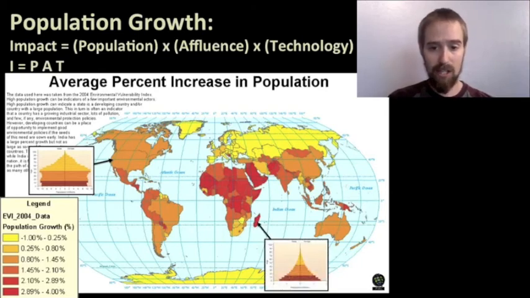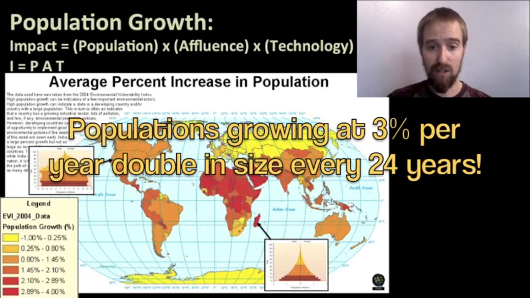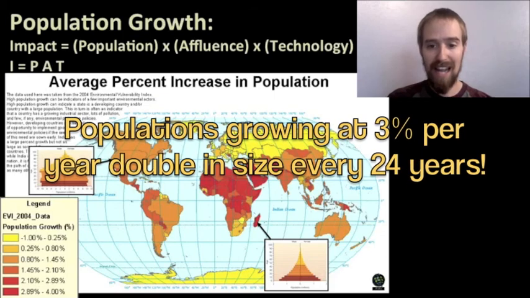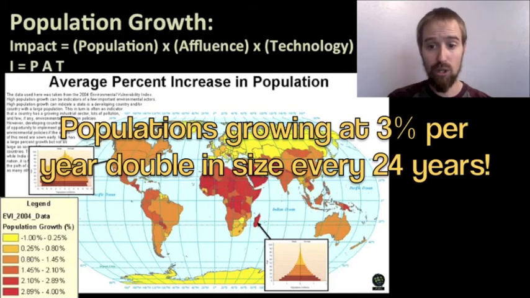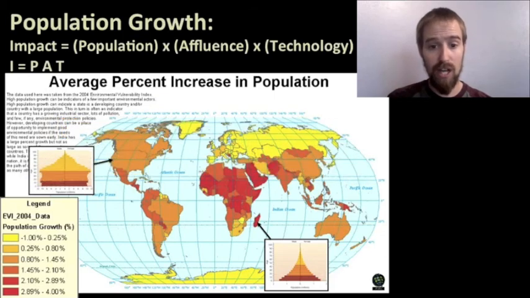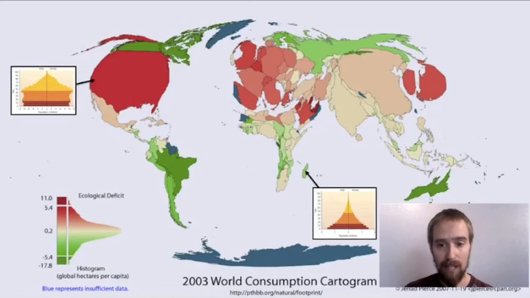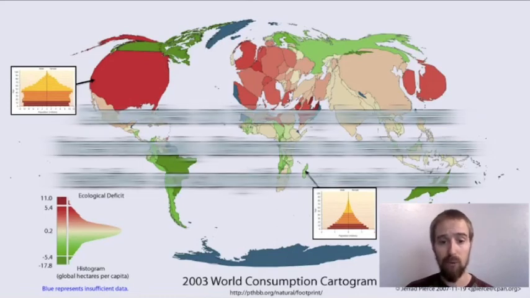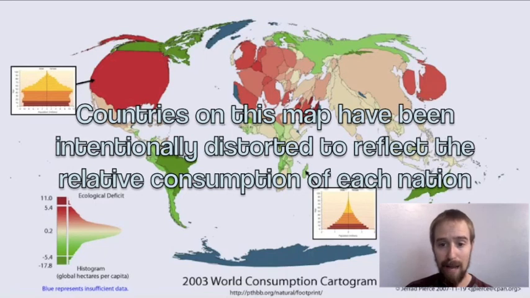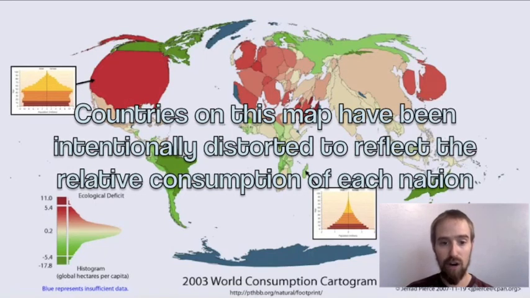Countries like Madagascar, which is growing at a rate of over 3% annually, much faster than the United States, have far less affluence and technology, so they consume far fewer resources on average and have a far lower impact on the environment as a result. Which is why, if we look at this map again, Madagascar is so tiny and green, and the US is so bloated and red. Our consumption and impact on the environment per person is far greater.